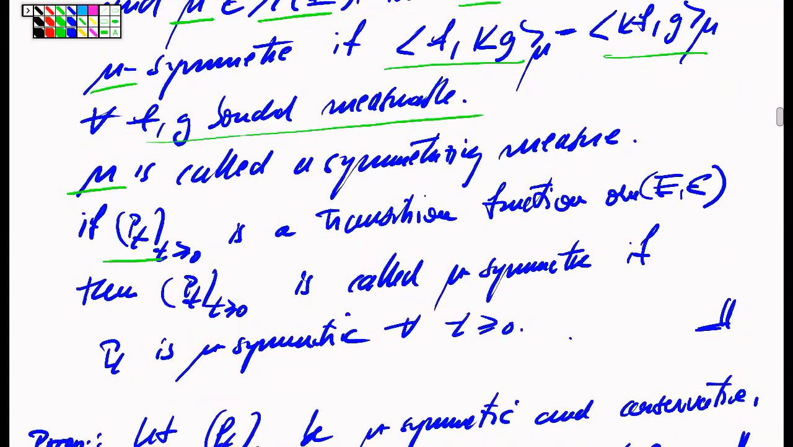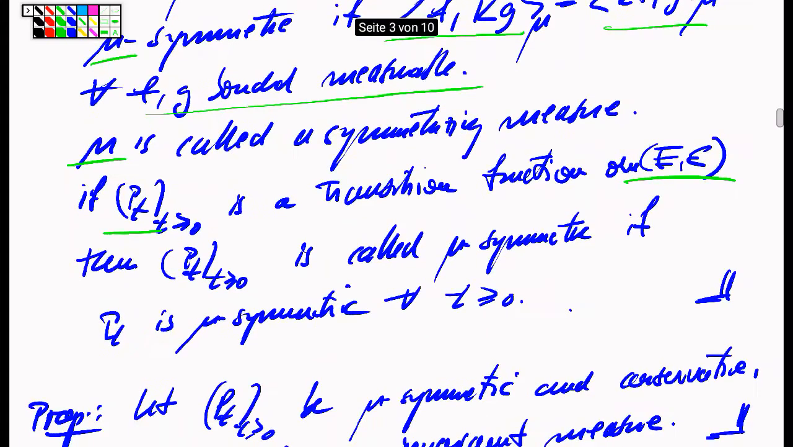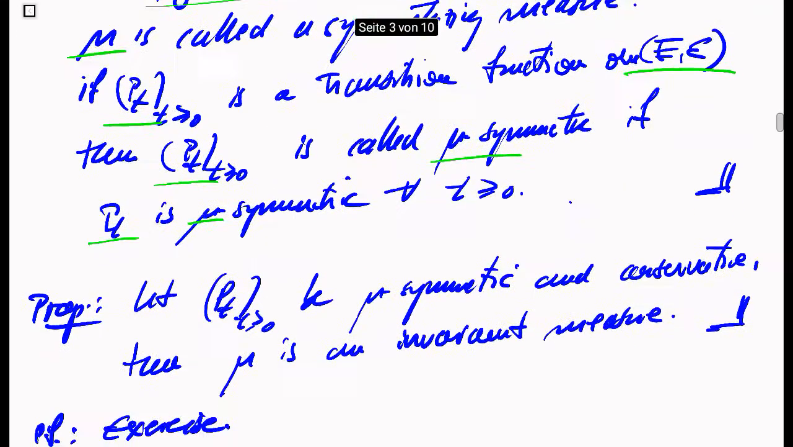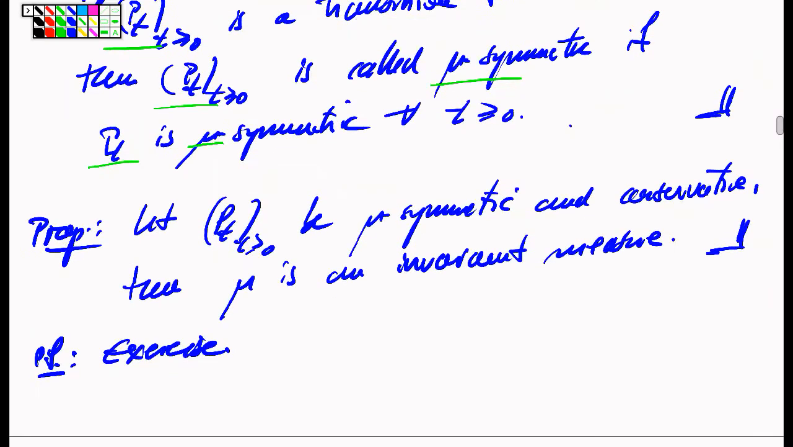And if Pt is a transition function, so a family of kernels, then we call this family of kernels, or the transition function, mu symmetric, if Pt is symmetric with regards to mu for all times t. So in other words, we can say that a Markov process on a general state space is reversible if and only if the initial law is invariant and the corresponding transition function is symmetric with respect to that initial law.